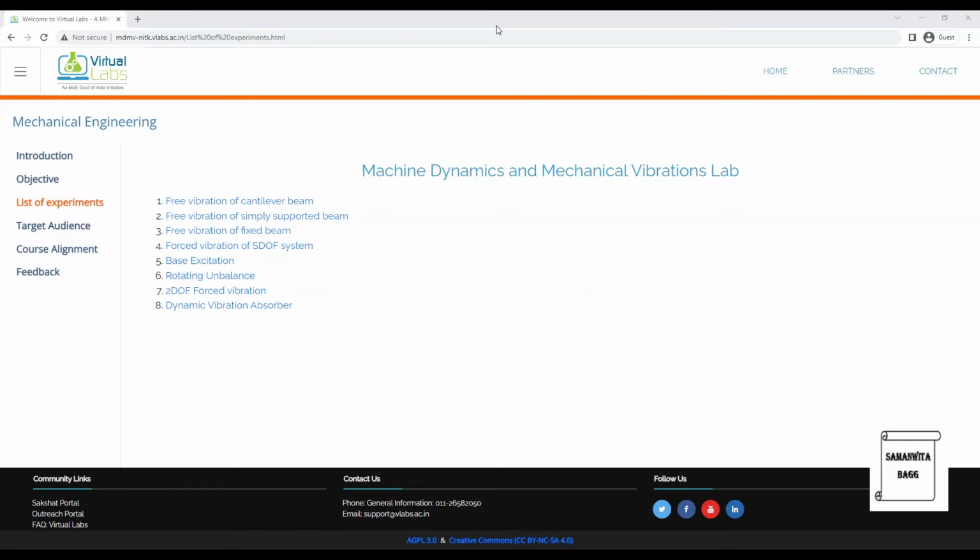To the next session on virtual labs. In this session, we are going to see the 7th experiment of Machine Dynamics and Mechanical Vibrations Lab. The title of the experiment is 2 degree of freedom, forced vibration.